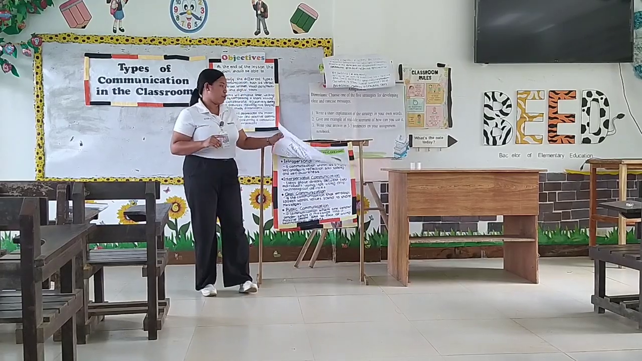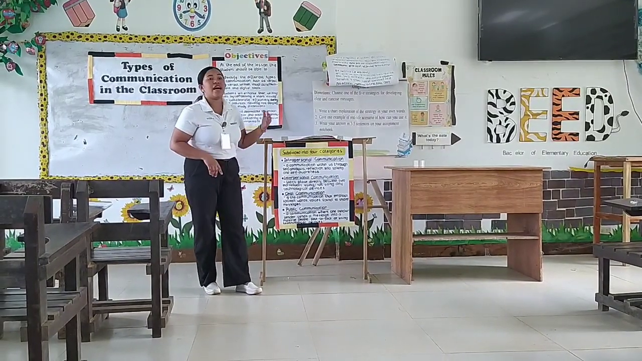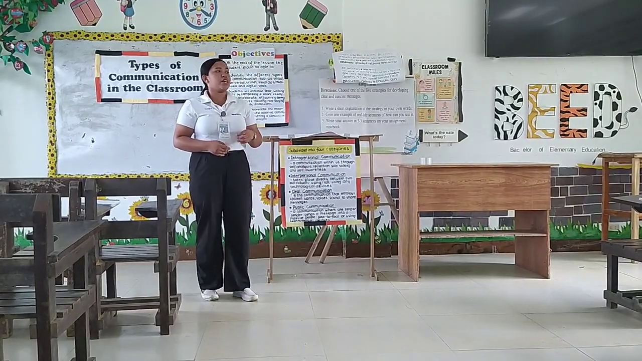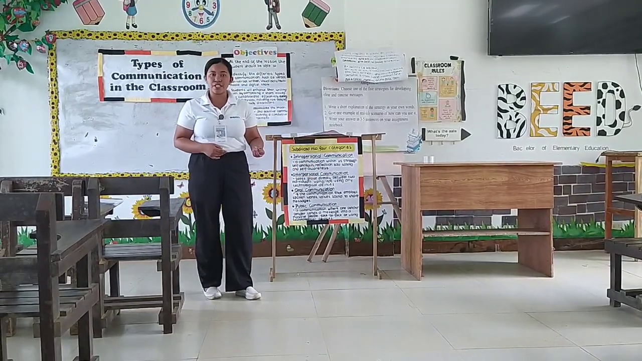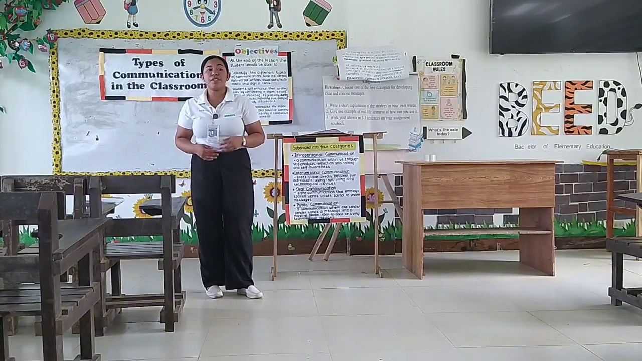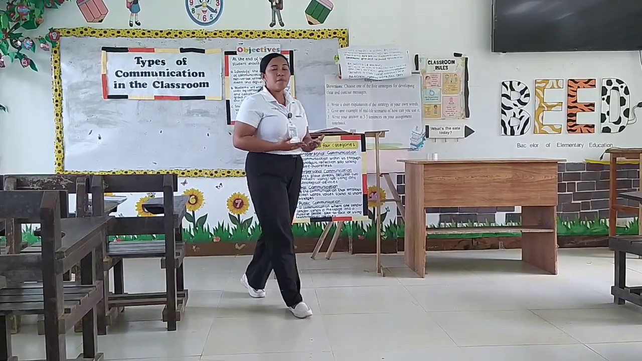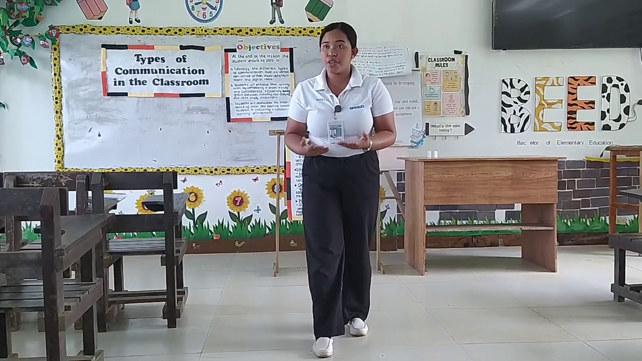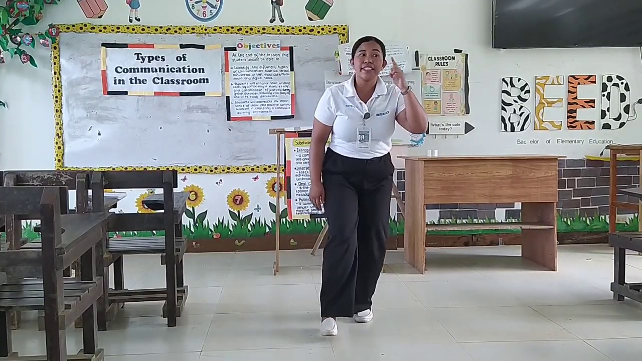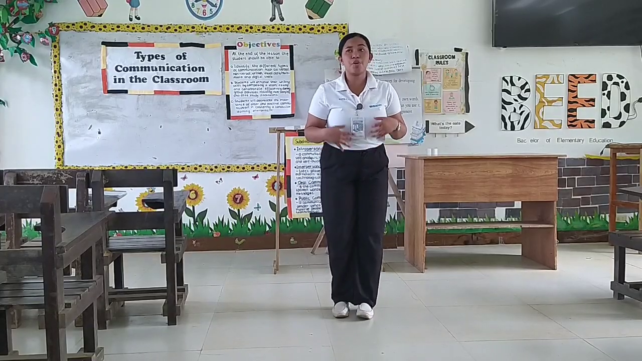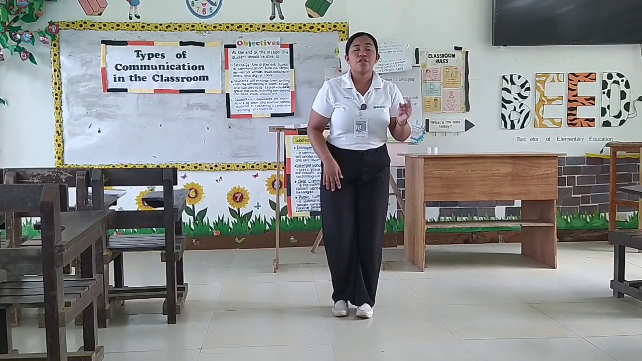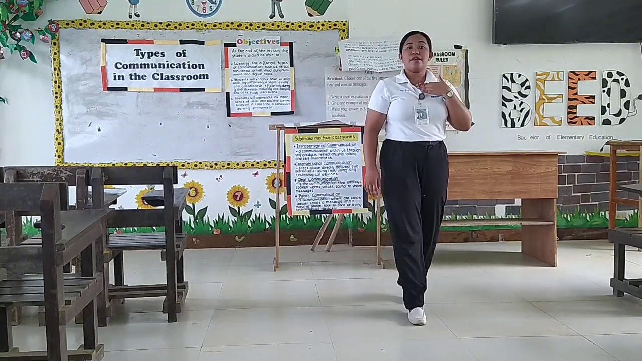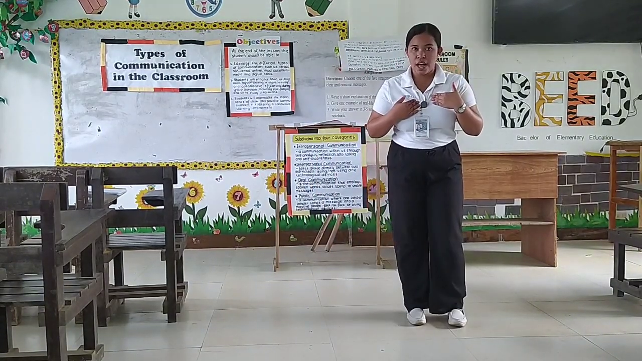So the first category we have, the intrapersonal communication. Everybody read. Okay, so if we say intrapersonal communication, it is a communication within ourselves. So, for example, you as a student are reflecting on your goals in the future, or you are thinking of what you want to eat or what you want to wear. Okay, so those are examples of intrapersonal communication, a communication within ourselves.